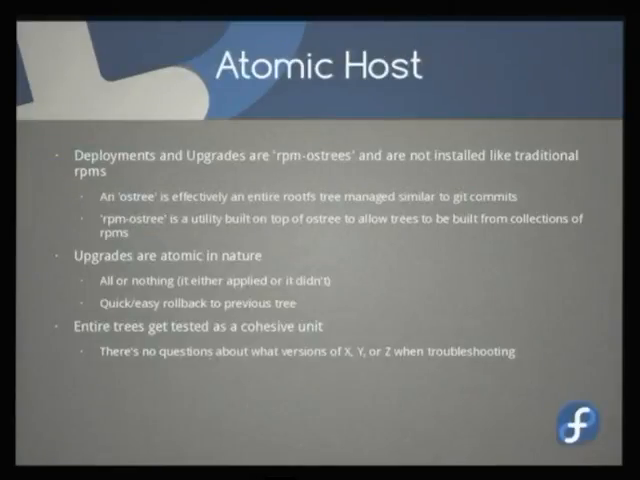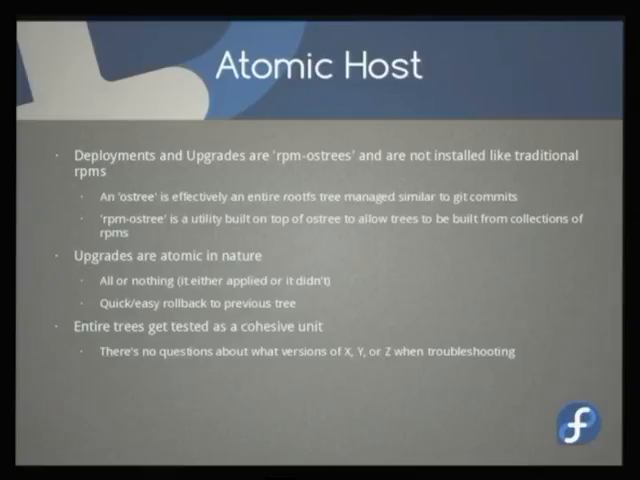I do not. Okay, so Atomic Host. Deployments are upgrades of RPM OS trees, and an OS tree is an entire root file system tree managed very similar to Git commits, in the sense that you have a reference that you can revert back to or roll forward to, and it gives you this ref ID that you can now move around. RPM OS tree is a utility and a technology that allows us to build OS trees out of sets of RPMs. So you can use these packaged pieces of software that you've always had, but then put them into an RPM OS tree, and then you use RPM OS tree to be your distribution mechanism of that build artifact.